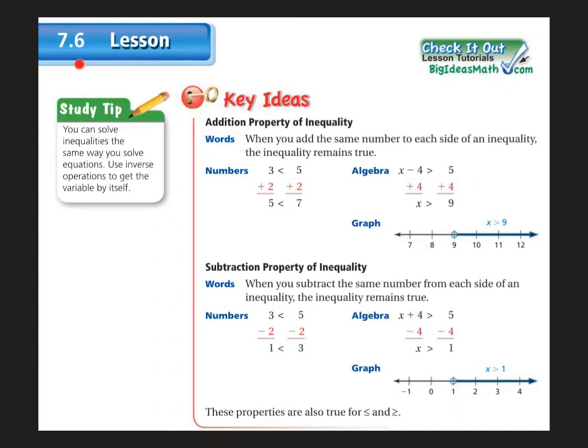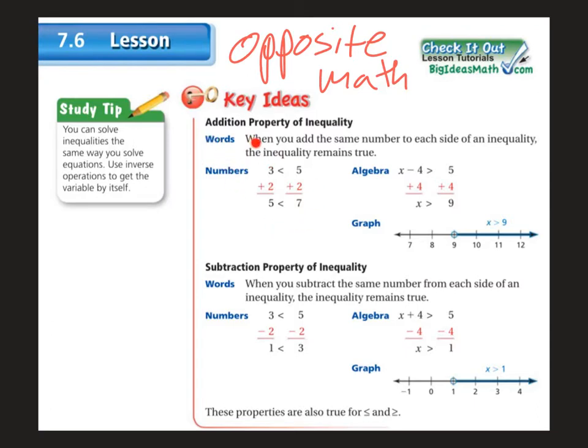Okay, so this is more or less going to be a review of what we learned in, I think, 7.2 and 7.3. It's the same thing. We're going to be using opposite math. It's opposite math to solve inequalities.